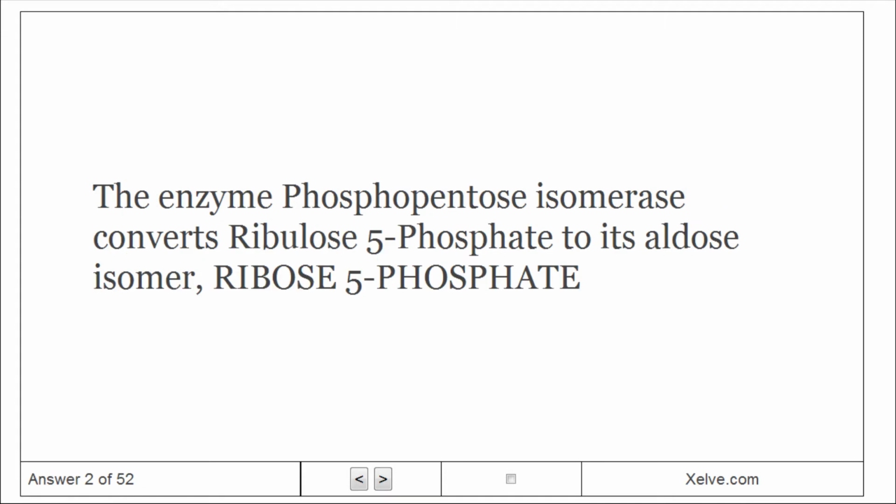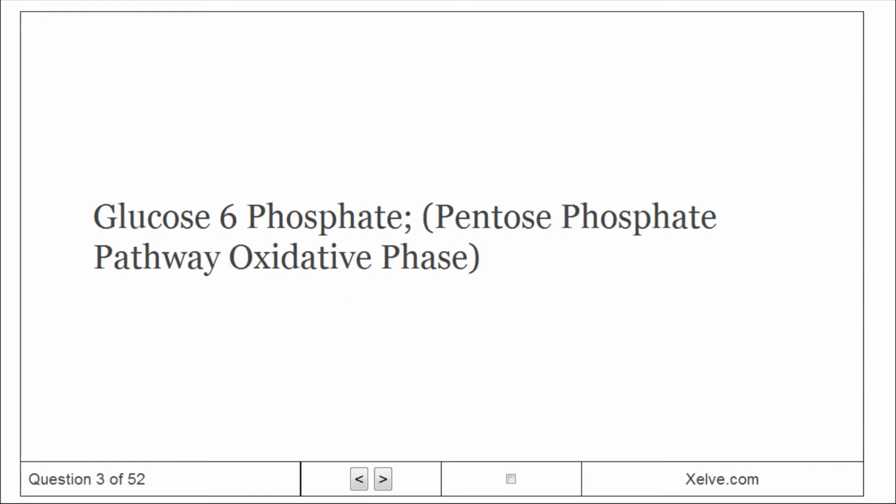Ribulose 5-phosphate. The enzyme phosphopentose isomerase converts ribulose 5-phosphate to its aldose isomer, ribose 5-phosphate. Glucose 6-phosphate.